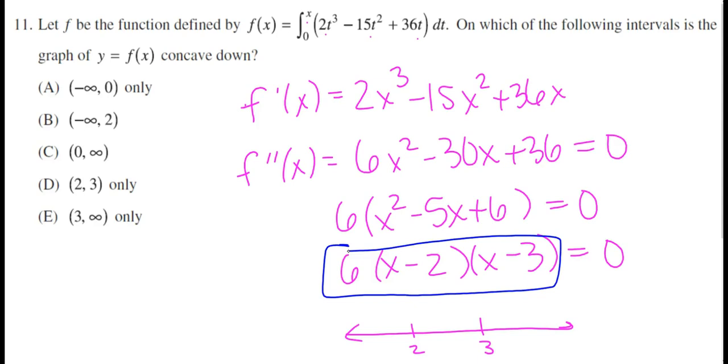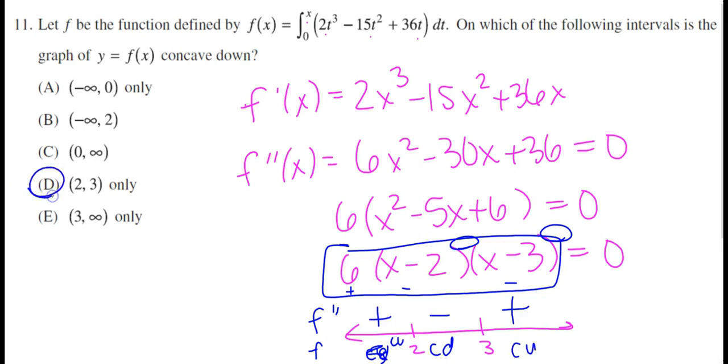the second derivative. So if I plug in something in the first interval like 0, 6 is positive, 0 minus 2 is negative, 0 minus 3 is negative, so positive times a negative is a positive. Again, I don't see any even multiplicities, no powers of 2, 4, 6, 8, etc. So this will switch every time. Again, this was the sign of f double prime, which tells me the concavity of the original, and I want concave down, so from 2 to 3.